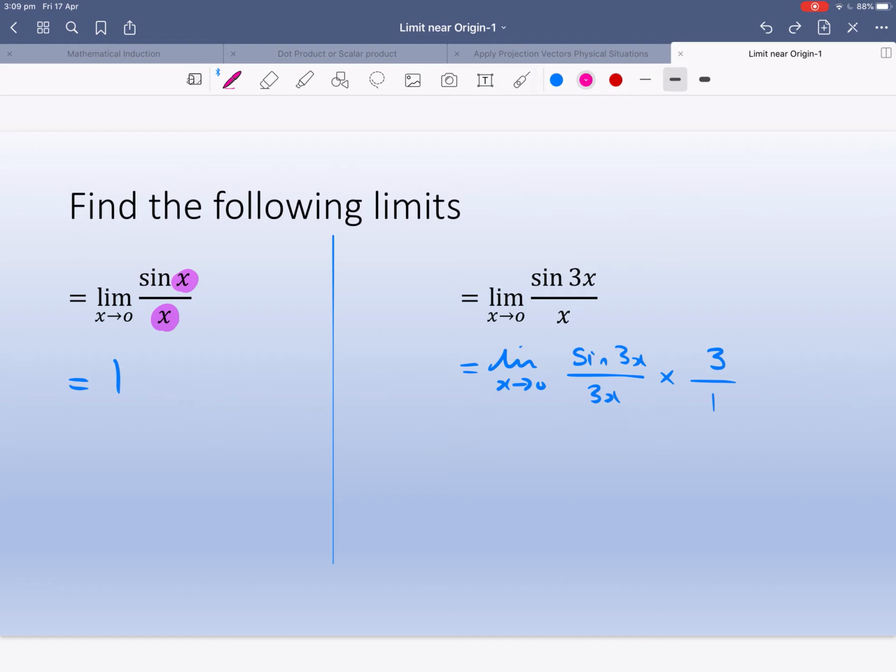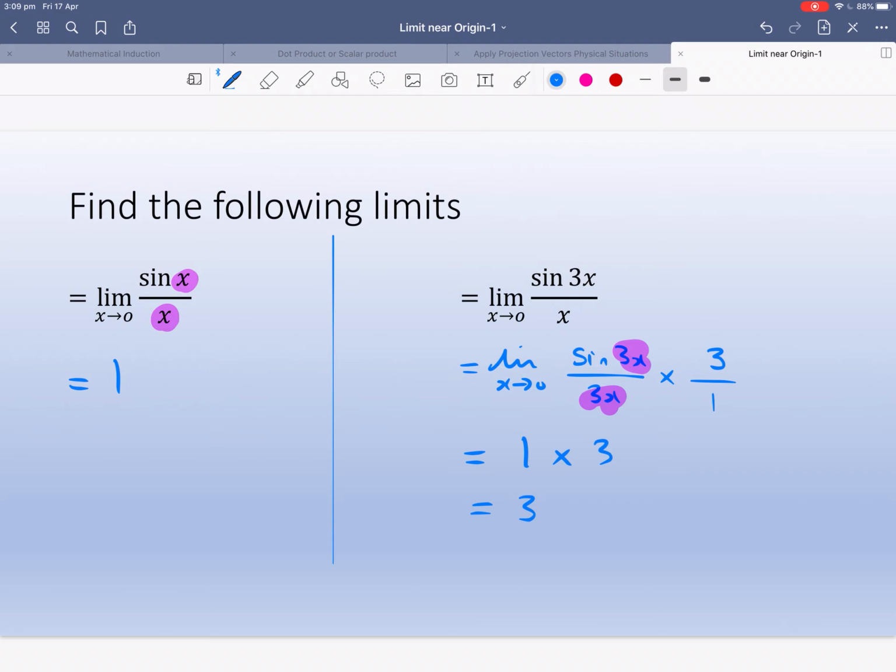Okay, so I've got that. So therefore, because this angle is the same as this angle, I can go 1 times 3, and that equals 1. Now, all this working out is critically important. If you learn something from this lesson, it is that you need to show all this working out.